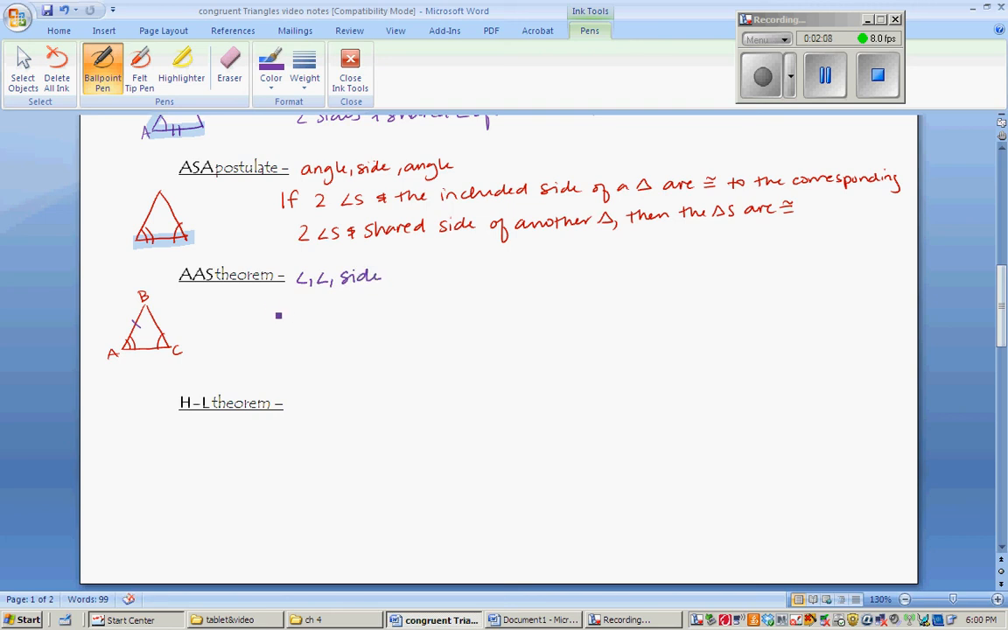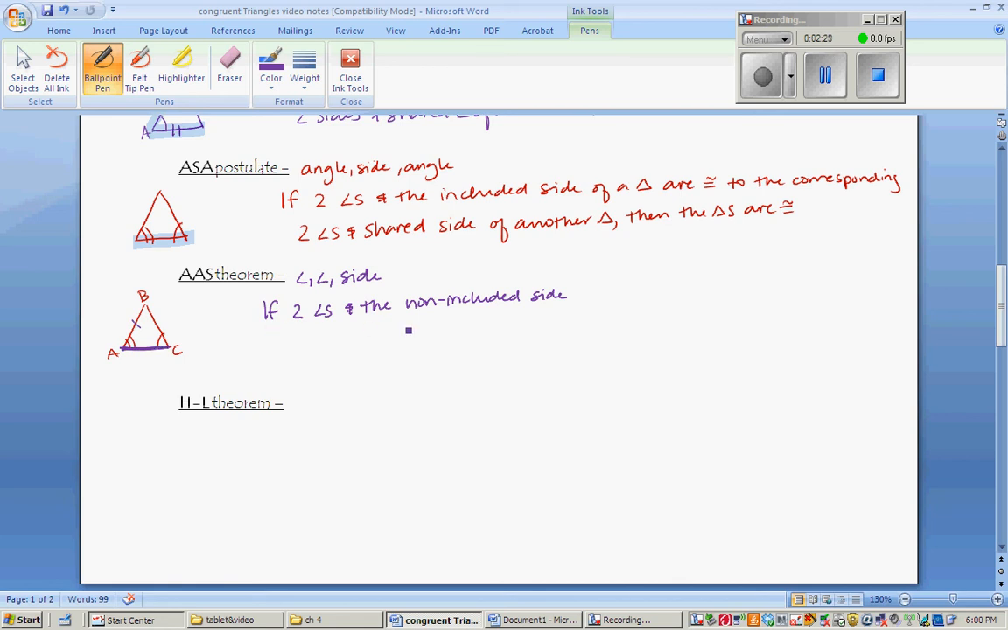angle, angle, side, is if two angles and the non-included side, that's what they're going to call it, because if we connect these two angles together, the purple bottom here would be the included side. We want any side except that.